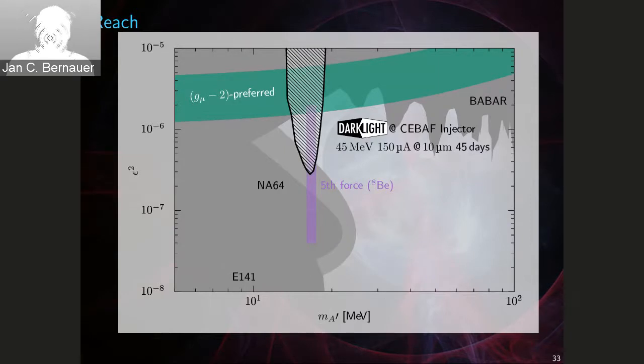So in 45 days of beam, we would cover everything which is still open in the phase space for this particle. The upper part is essentially ruled out by earlier measurements. The lower part is now much reduced by a new result from NA64. And now we really cover everything else which is left there. And we could really put this to rest if we don't see anything, or be very happy if we see something.